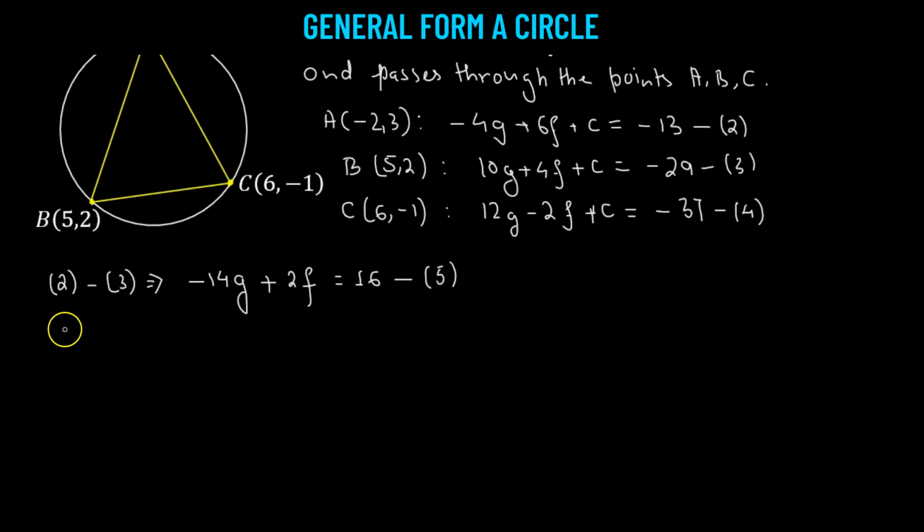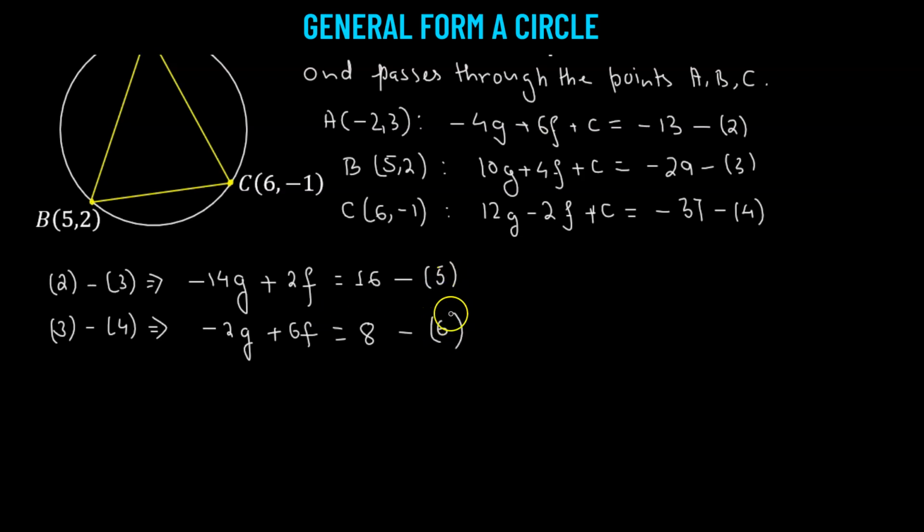Next, we take equation number 3, and from it, let's subtract equation number 4. And now we get 10g minus 12g, so that's -2g. We have 4f minus (-2f), so we get +6f. The c and -c cancel out, and that equals -29 minus (-37), which means -29 plus 37, so that will be 8. So let's call it equation number 6.